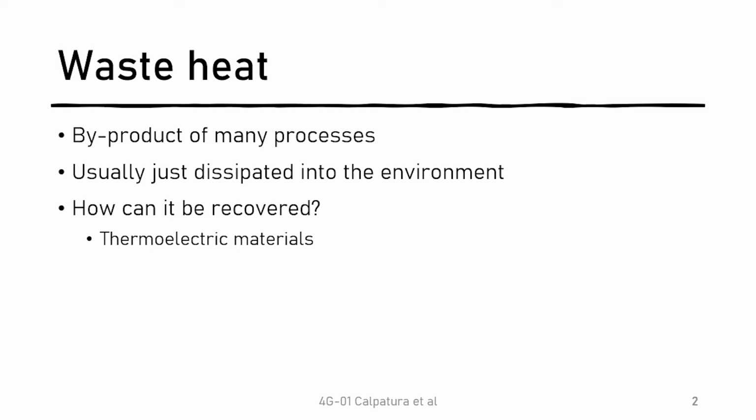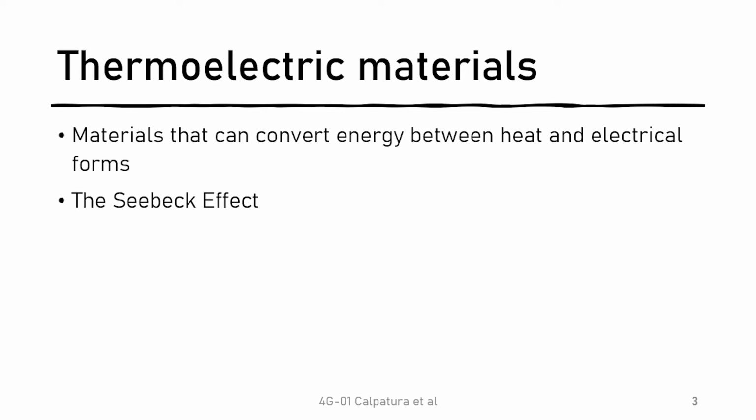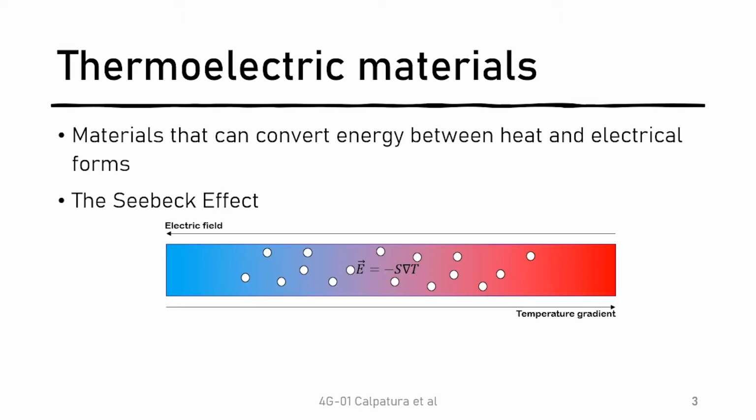Waste heat is often a byproduct of many processes, and usually it's just dissipated into the environment. There are ways to recover it, and one of these ways is by using thermoelectric materials. Thermoelectric materials can convert energy between heat and electrical forms. These materials are governed by the Seebeck effect, where for a temperature gradient there is an opposing electric field.